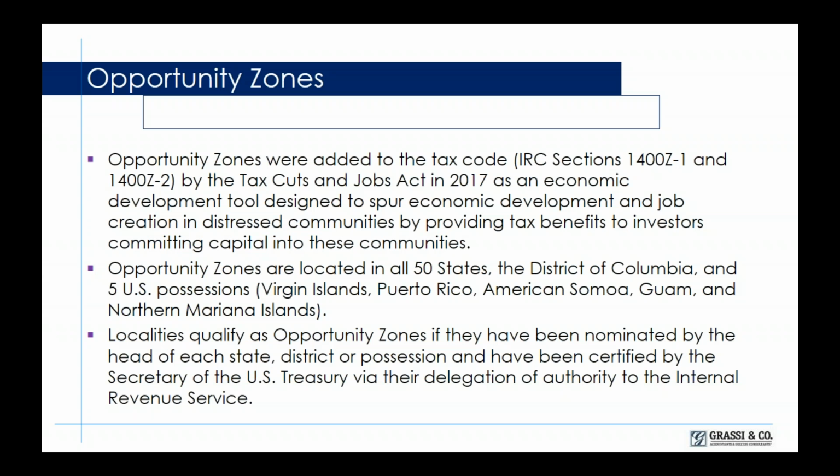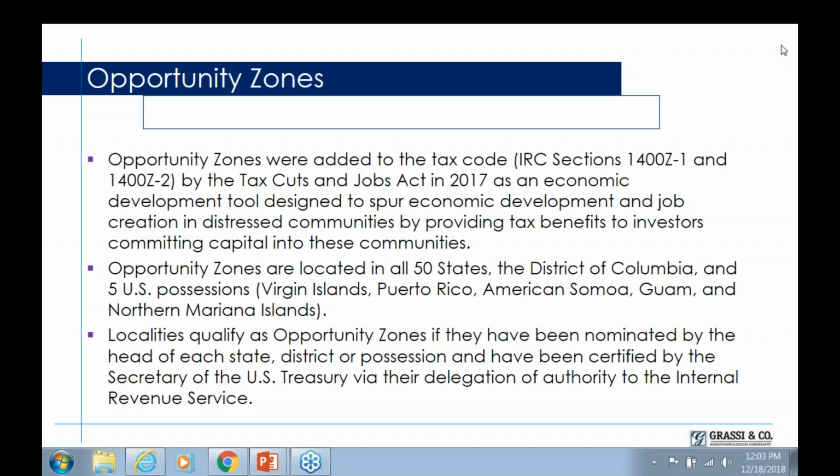Opportunity Zones were added to the tax code by the Tax Cuts and Jobs Act of 2017 as an economic development tool designed to spur economic development and job creation in distressed communities by providing tax benefits to investors committing capital in those communities. Opportunity zones are located in all 50 states, the District of Columbia, and 5 U.S. possessions.